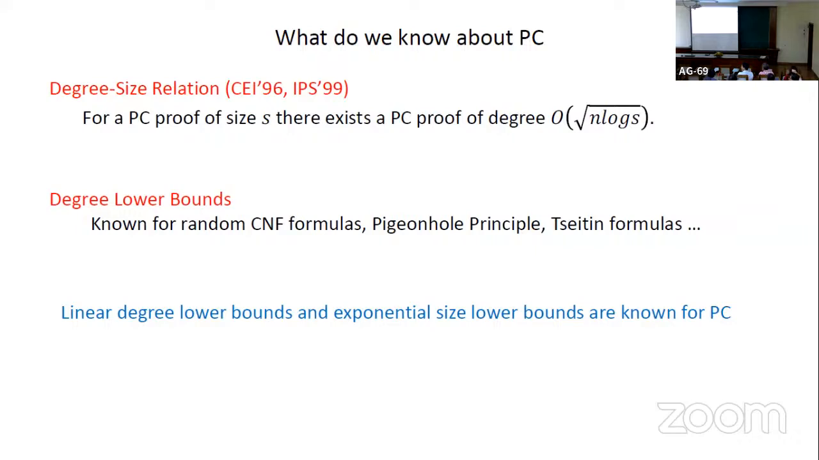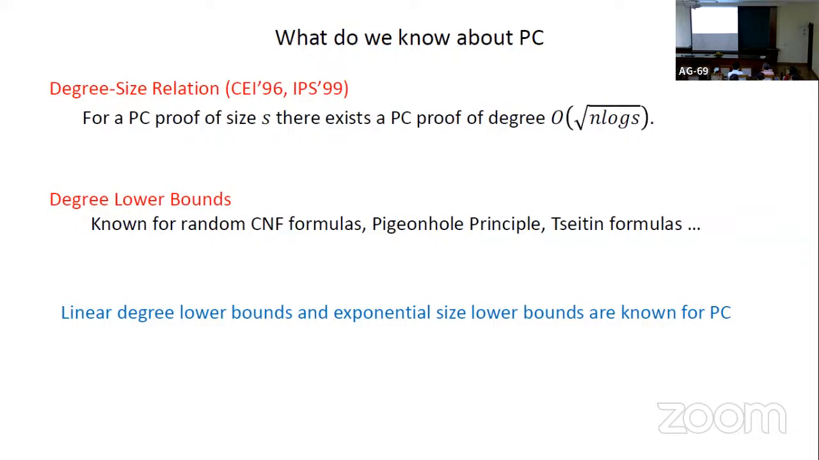Okay. The same linear degree, because you have some Boolean constraints. The Boolean constraint will always be low. So x squared equals x, so the maximum degree can be n. That's the reason. Yes, you can always reduce, always work with multilinear polynomials. So we know linear degree lower bounds, and using the degree-size relation, we know exponential size lower bounds for this.